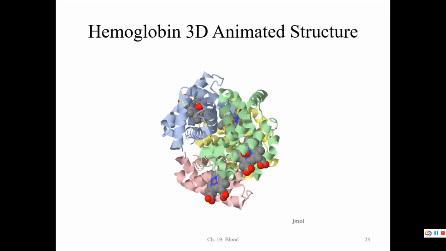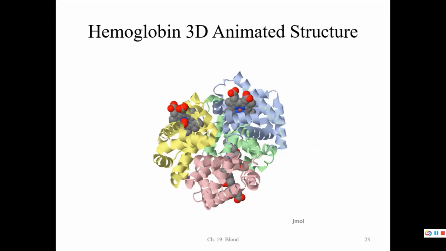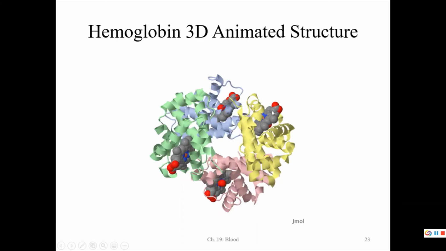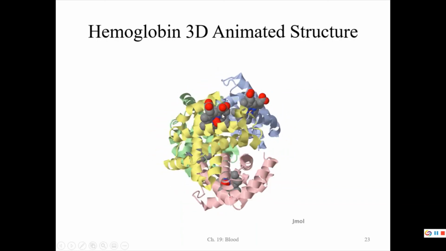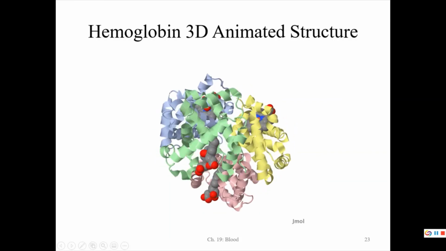So here's your hemoglobin. You can see 4 different subunits. In the middle, there is a heme. Heme has an iron in the center. Those blue balls are the nitrogens.